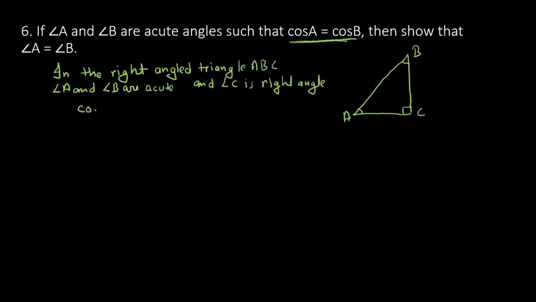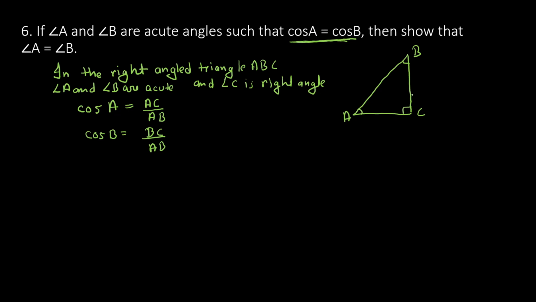So what will be cos A? Cos A will be the side adjacent to angle A upon hypotenuse, meaning base upon hypotenuse. So AC upon AB. And cos B equal to BC upon AB. For cos B, the base will be this and the perpendicular will be this one.